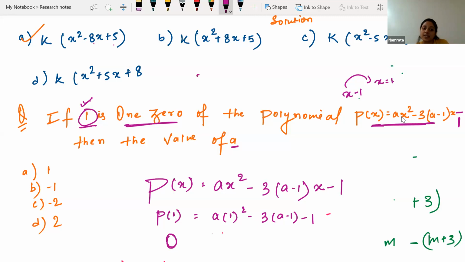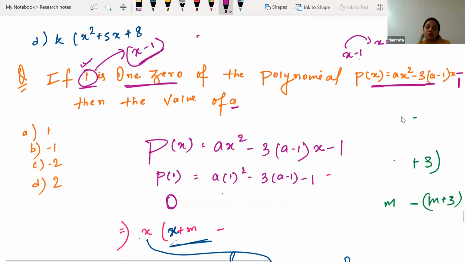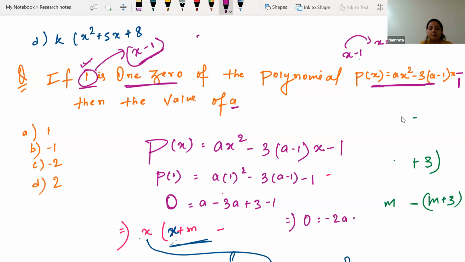Since the x value 1 is given already as one of the zeroes, from here we can say that obviously x minus 1 will be a factor of this polynomial. From there only we are saying that when we substitute x as 1 in this polynomial, the result will be 0, the remainder will be 0. Okay, let's do the calculation. We are getting a minus 3a plus 3 minus 1. That means we are getting 0 equals minus 2a plus 2. Yeah, 1 we are getting.